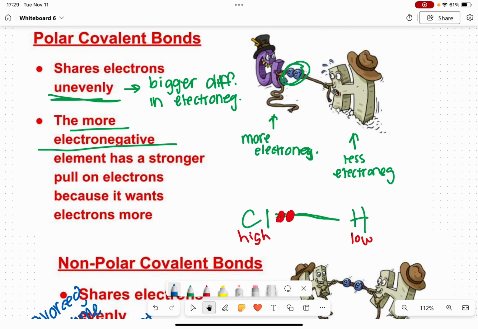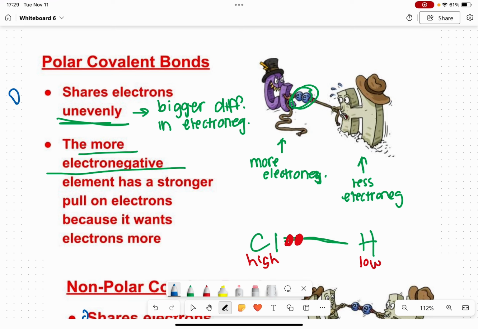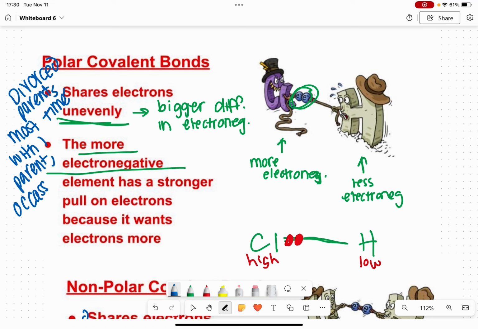But polar covalent would also be divorced parents, but you spend most of the time with one parent, and you occasionally see the other parent.